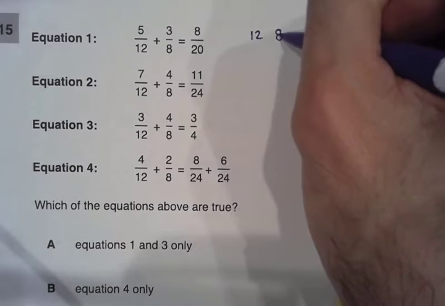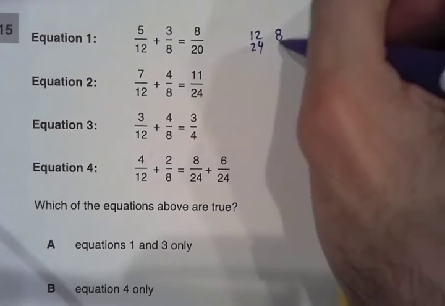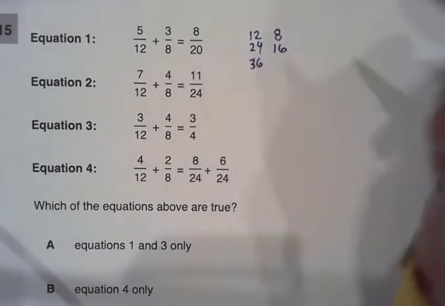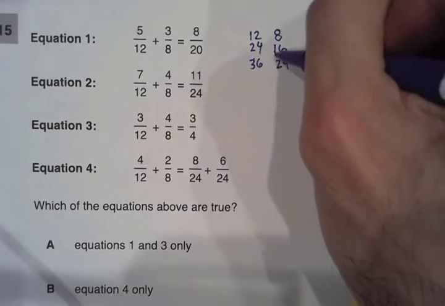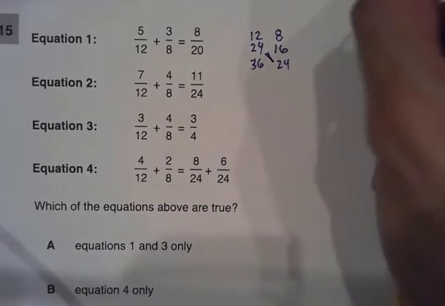So I do 12, and for 8, the next multiple will be 16, then 24. For 12, the next multiple will be 24, then 36. Bam! I see I have 24 twice. Now I know my common denominator is going to be 24.